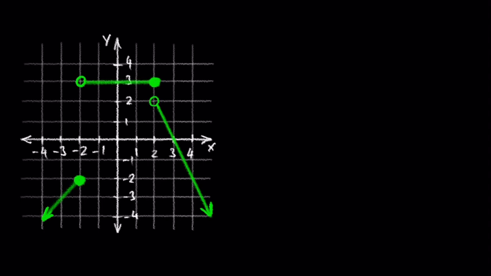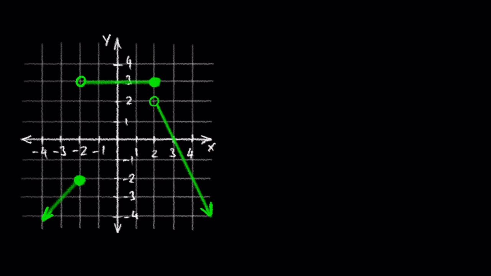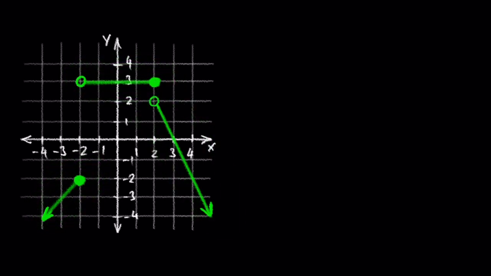We see that this is a piecewise function. This is the first piece, this is the second piece, and this is the third piece. Let's find the piecewise function piece by piece, and start with the first piece.